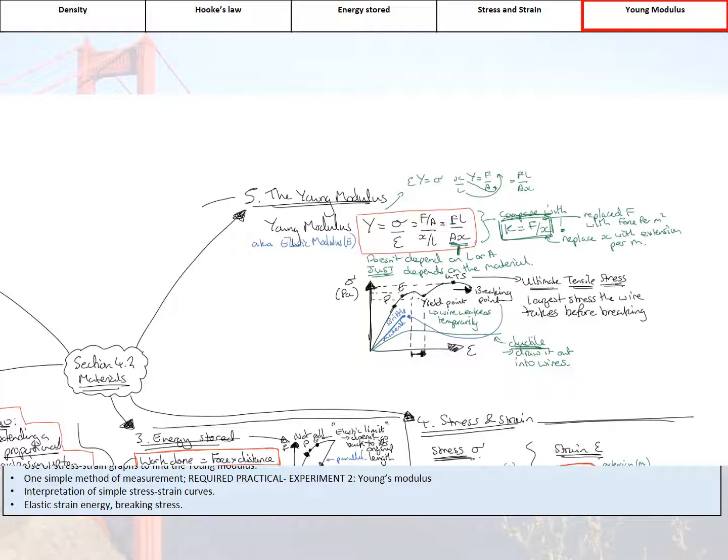The other bit that you need to know on the Young's modulus is you had a core practical, core practical 4, where you had to find the Young's modulus of a material. So there you will have learned how to read a micrometer and use that to measure the diameter of a wire. And from the diameter, you could work out the cross-sectional area using pi r squared. So you need to be able to read a micrometer scale.